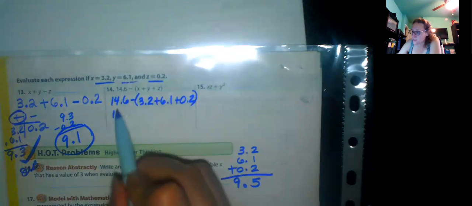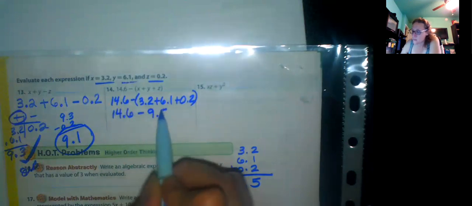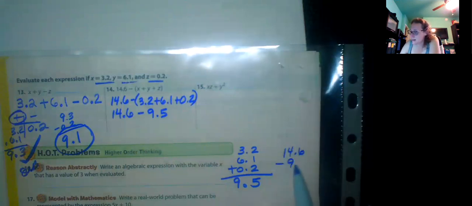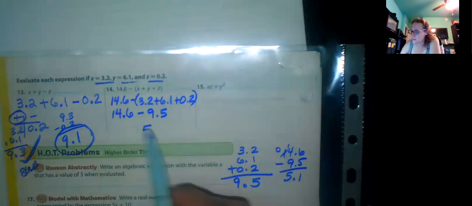Here, if you look, rewrite the problem with everything you know. So 3.2 plus 6.1 plus 0.2. Now remember our order of operations. If we have parentheses, we do everything in parentheses first. So 3.2, 6.1, and 0.2, we add those up. So that's 5, so 9.5. So we have 14.6 minus 9.5. And then it's just a subtraction problem. So we take 14.6 and we subtract 9.5. We borrow, and we get 5.1.